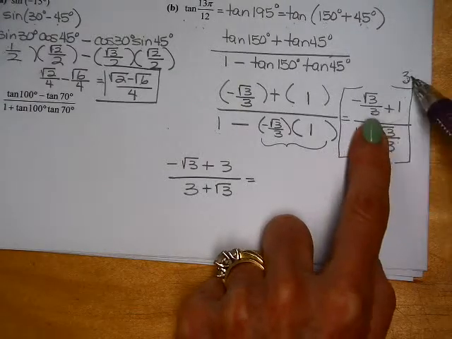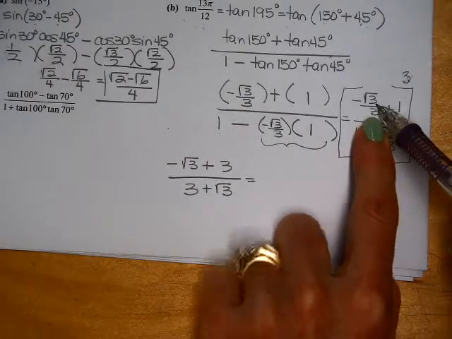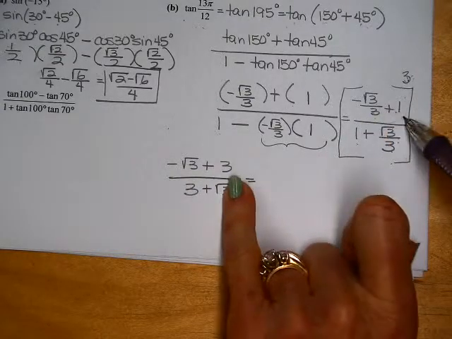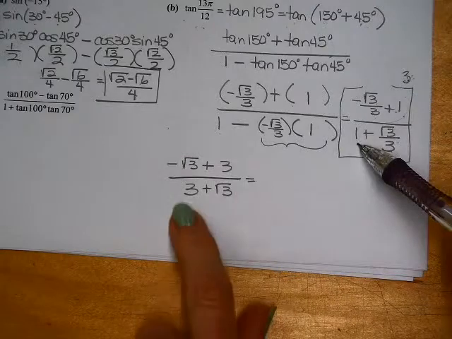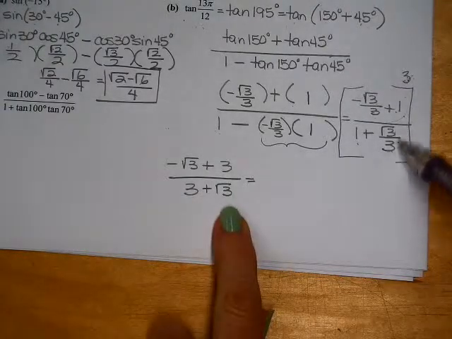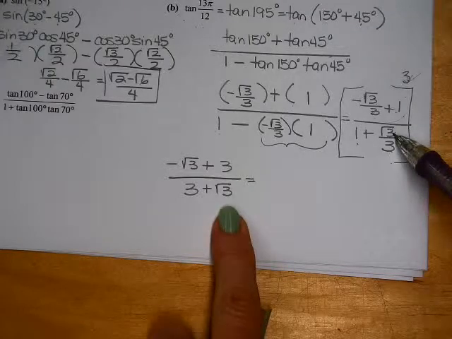3 times this, these 3s cancel and leave you with negative square root of 3. There's my negative square root of 3. 3 times 1 gives me 3. Then 3 times that 1 gives me 3. And 3 times the square root of 3 over 3, those 3s cancel and leave me with the square root of 3.